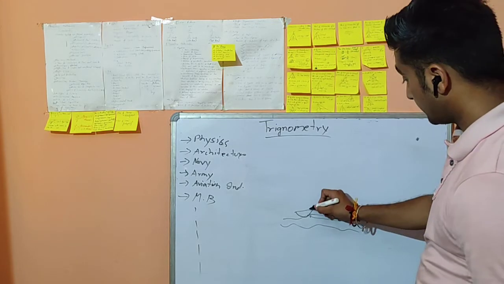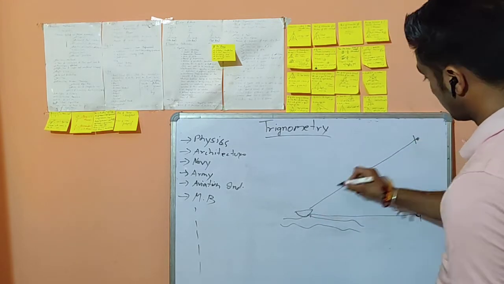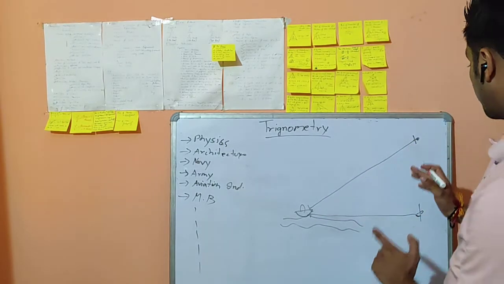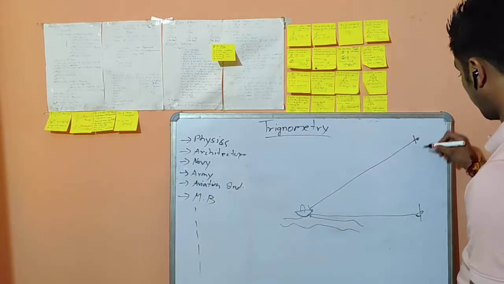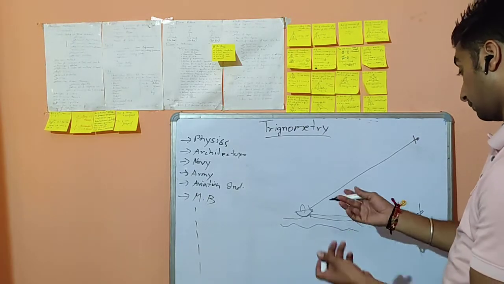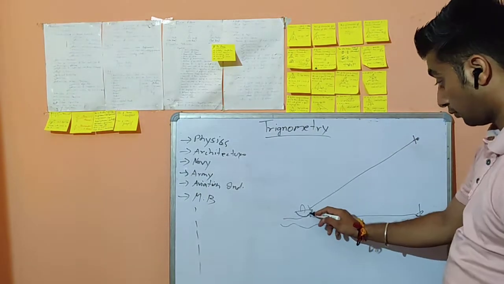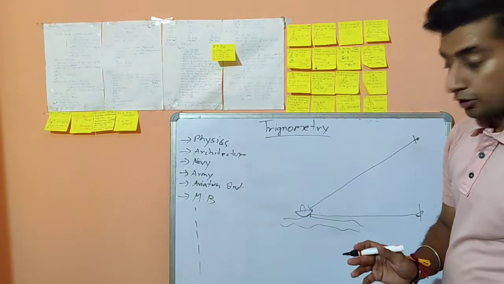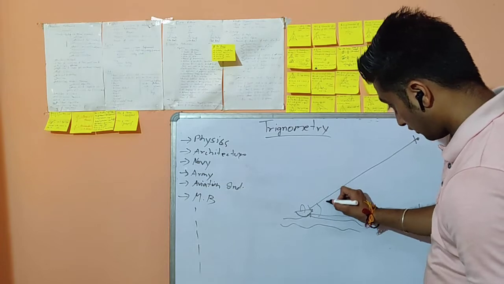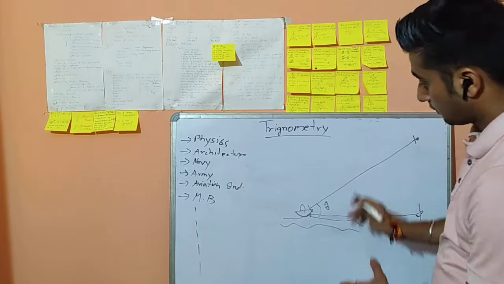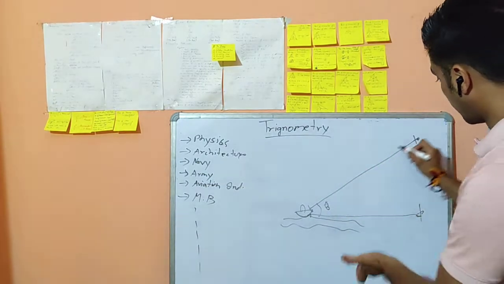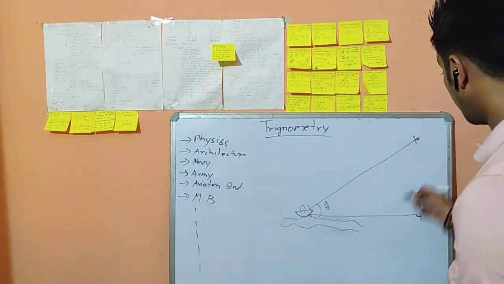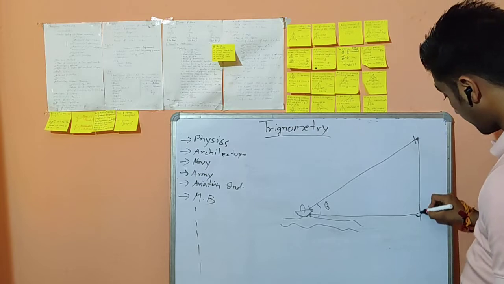And you can only see the top light of that lighthouse. But if you wish to find the distance between the bottom of the lighthouse and your boat, or to the top from your boat, there comes trigonometry. This is angle theta. For example, your inclination makes an angle theta with this light. So with the help of trigonometry, you can find the height of this lighthouse.